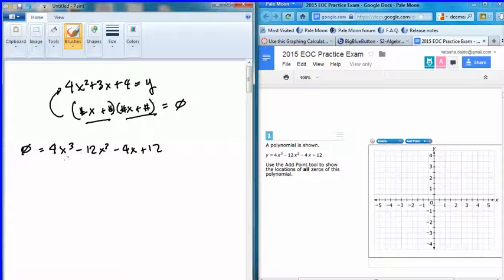I definitely see that each term is divisible by 4. So there's 4 terms, and they're all divisible by the number 4. So I'm going to factor out a 4. Are we cool with that? Okay. And since this is equal to 0, I can divide both sides by 4, and all that really does is kill the 4, because 0 divided by 4 is still 0.